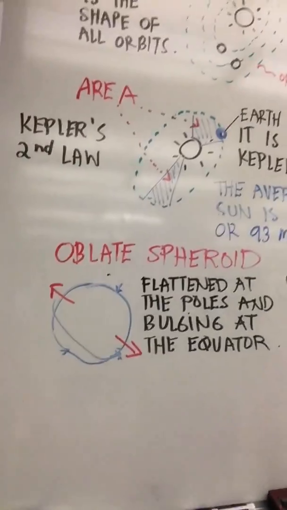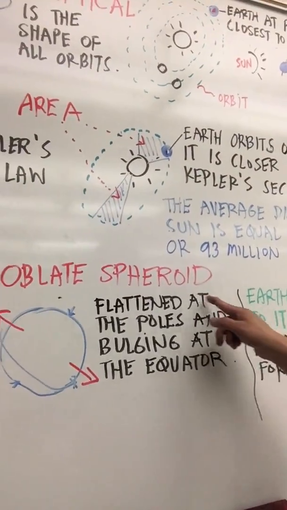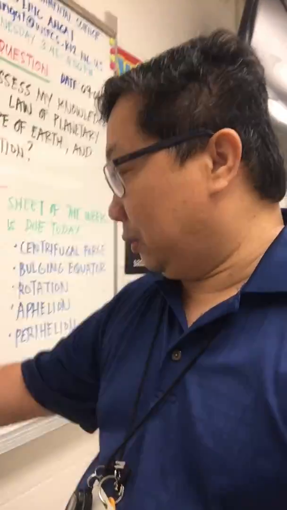One more thing is the oblate spheroid. Oblate spheroid means flattened at the poles and bulging at the equator. So why is Earth not a perfect sphere? Because Earth is rotating on its axis. And the rotation results in centrifugal force, or the apparent force that is going outward. This is mainly because of inertia, but you'll be learning more about this when you take physical science. So this is the main reason why Earth's shape is an oblate spheroid. And what is that reason? Because Earth rotates on its axis.